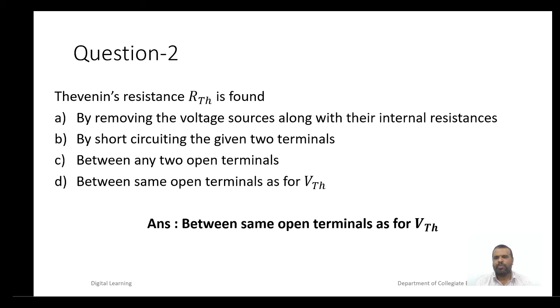Question number 2. Thevenin's resistance RTH is found. The options are A, by removing the voltage source along with their internal resistances. B, by short circuiting the given two terminals. C, between any two open terminals. D, between same open terminal as for VTH. The correct answer is between same open terminal as for VTH.